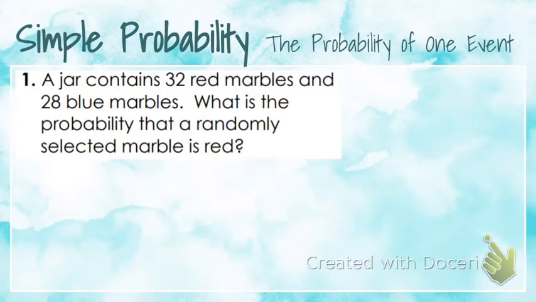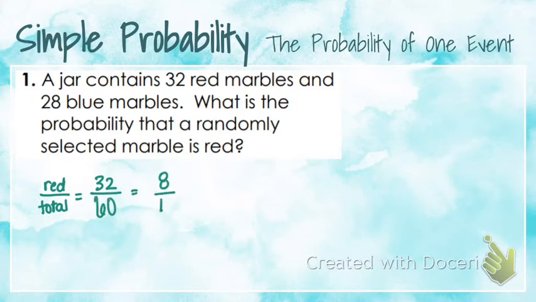So speaking of marbles, a jar contains 32 red marbles and 28 blue marbles. What is the probability that a randomly selected marble is red? So we want to know the number of red marbles over the total number of marbles. So there are 32 red marbles, and when we add 32 and 28, there are 60 total marbles, and that fraction reduces to 8 over 15. So there is an 8/15 chance that we will choose a red marble.